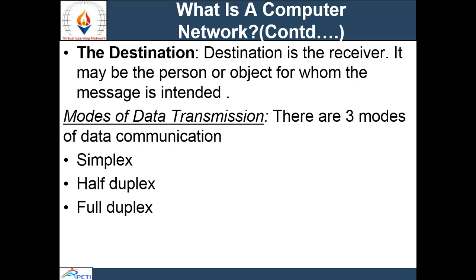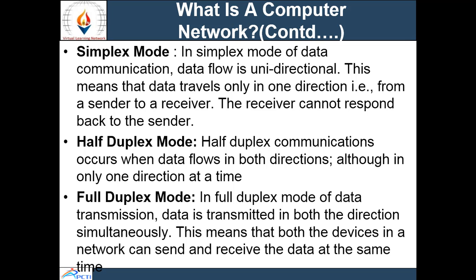There are several modes of data transmission. There are three types of data communication: simplex, half duplex, full duplex. In simplex mode of data communication, data flow is unidirectional. This means that data travels only in one direction, from a sender to a receiver. The receiver cannot respond back to the sender. An example of simplex mode is a keyboard or a television station telecasting a program.